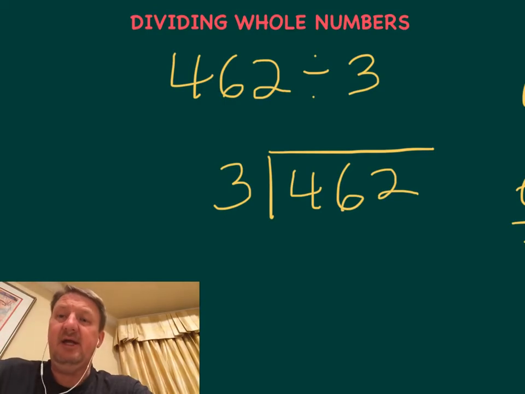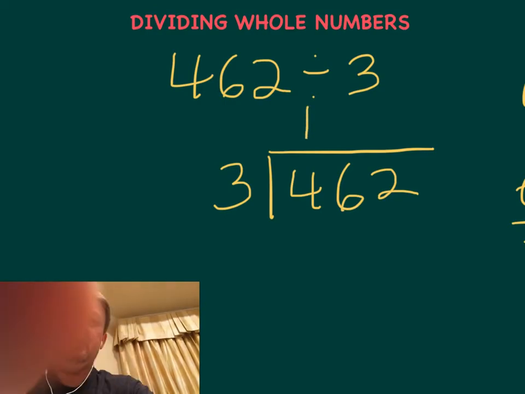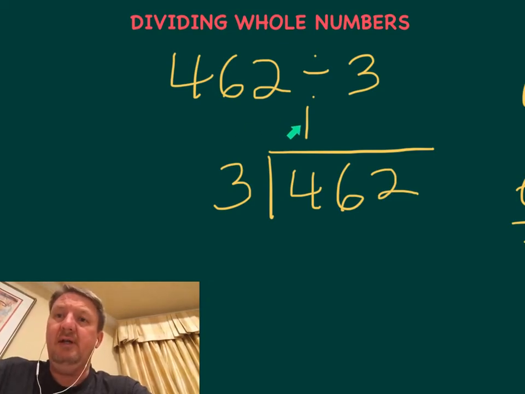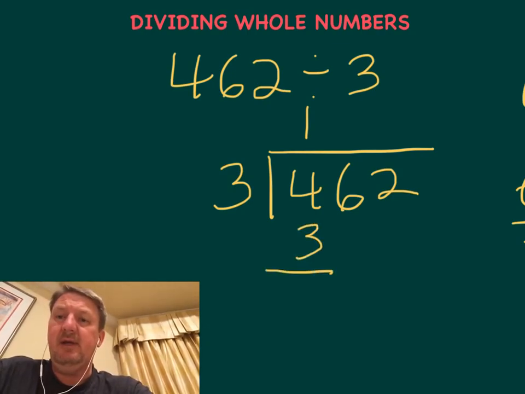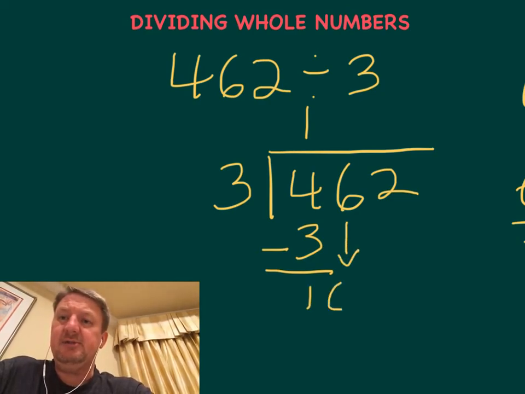You may have already answered it. Said, Mr. Bell, there's only one 3 in 4. So then you take your 1 and you multiply it times 3, and your answer goes here under the 4. So 1 times 3 is 3, and then we subtract it, and we get 1. At this point, you bring down your 6.